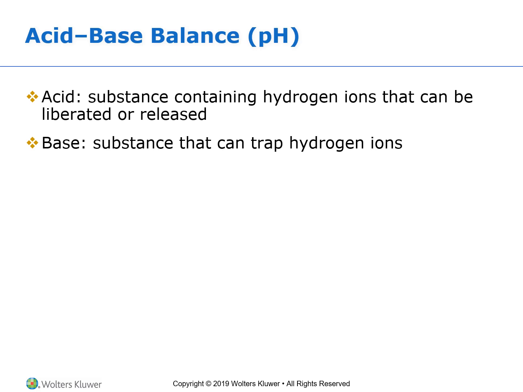So an acid is actually a substance that has something in it called hydrogen ions, and they can be liberated or released as a carbonic acid. Now, a base is a substance that accepts or grabs these hydrogen ions, like a bicarb ion.